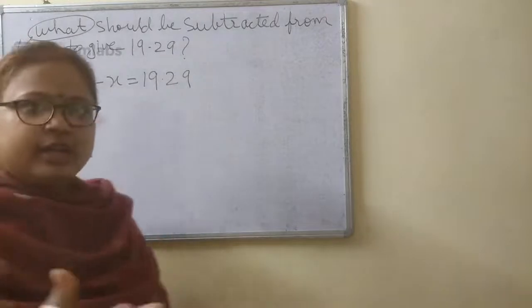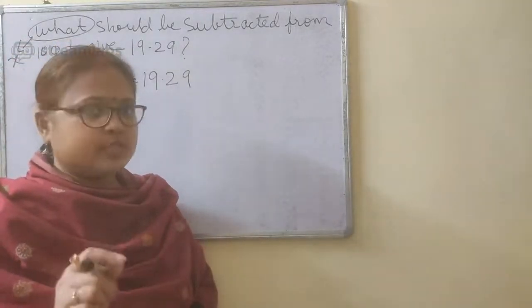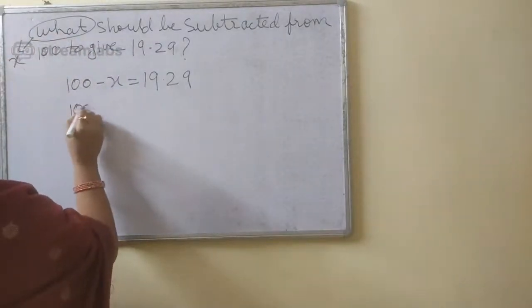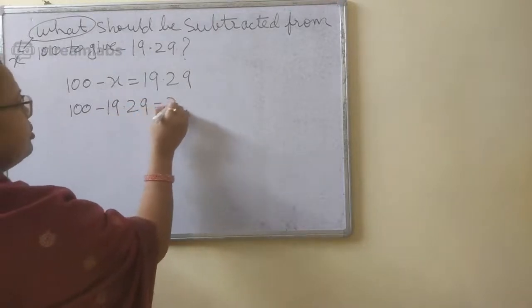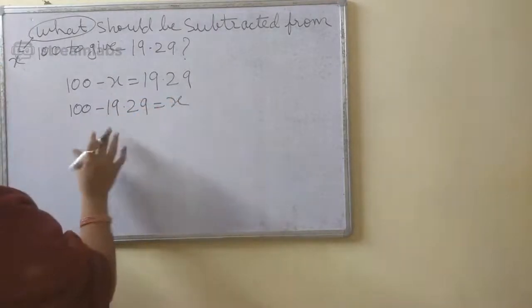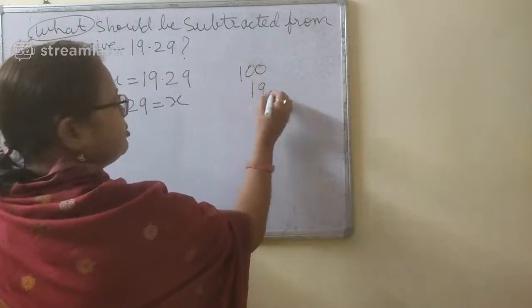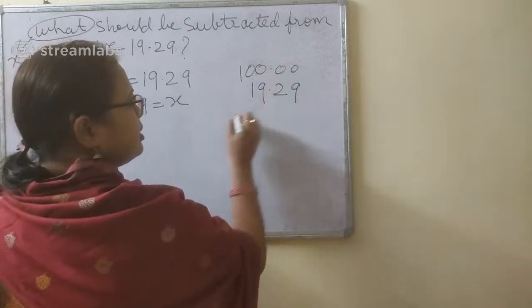So we will make x what? Positive. It is possible here to make x positive. So we will make x positive here. So it will be 100 minus 19.29 is equal to x. So now subtract it. So 100 and here is what? 19.29. So here also we can put decimal and 0 here we can put.